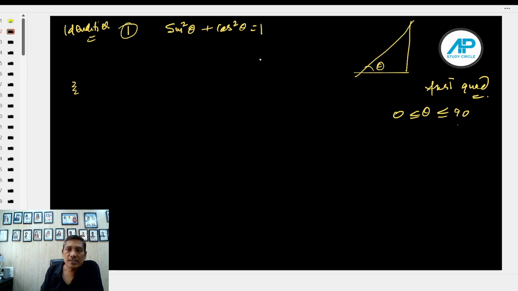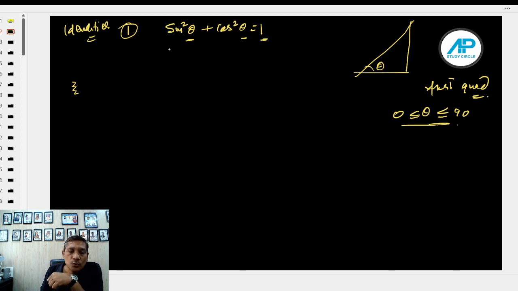So let us understand this now from here onward. When I say that it is an identity, identity means for any value of theta, of course, we are talking about the acute angles, the sum of the squares of sine square and cos square for that value of theta is equal to 1.